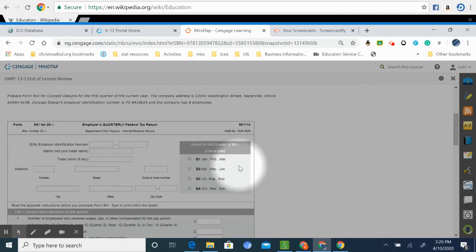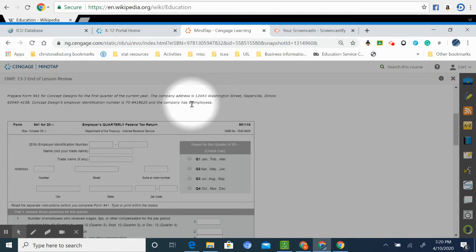Let's go ahead and fill out the information. So we're going to be preparing the 941 for Concept Design for the first quarter of the current year. The company address is 12043 Washington Street, Naperville, Illinois. Zip code is 60540-4158. Concept Design's employer identification number is 7084-18625. And the company has 8 employees.